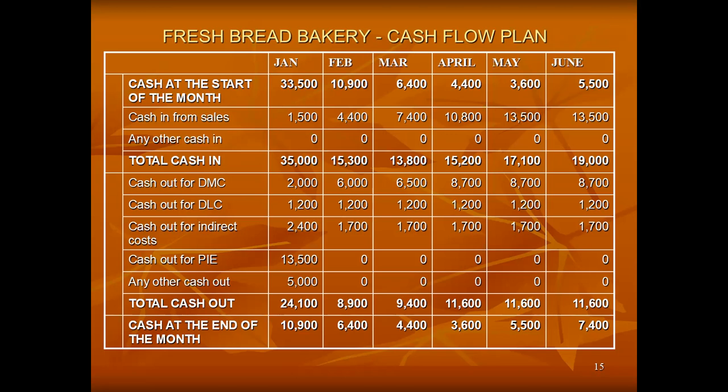Now, from the table you are seeing there, cash at the start of the month, January, 33,500. That may be 33,500 million. It may be 33,500 billion. Anything you assume, okay? Or 33 million 500,000, rather. Sorry about that. That was an error in mentioning the figures. So it may be any amount there.